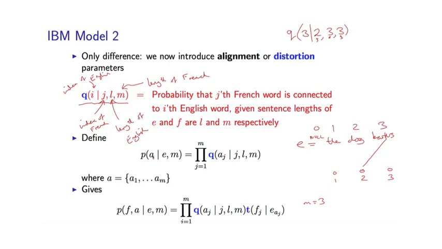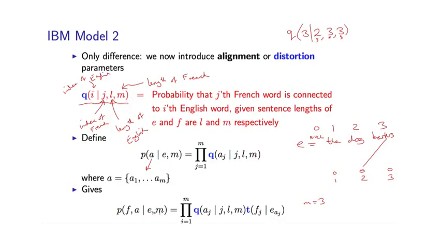An alignment is again going to be a sequence of variables a_1 through a_m, specifying for each of the French words what it's aligned to. To calculate the probability of an alignment, we just multiply together the q variables. I have the product from j equals 1 to m of q, where a_j is the position in the English sentence aligned to the jth French word. I condition on the position j, the length l, and the length m of the English and French sentences.